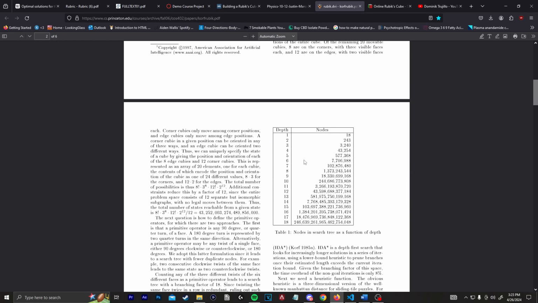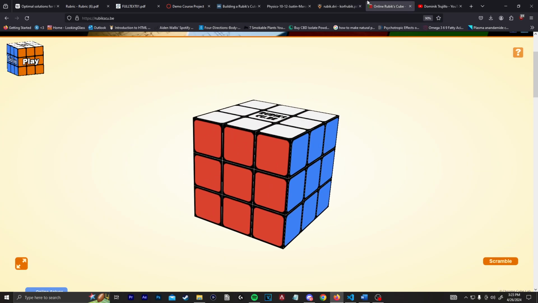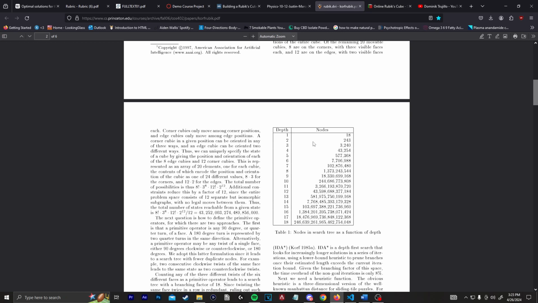One of the problems we have with a Rubik's Cube, and especially with a search algorithm, is that at one move, we have 18 different combinations that can happen, right? These are all one moves being applied to it. So it's 18 to the power of n, n being the number of moves. As you can see, at a depth of 6 moves, we're at 7 million, then 100 million, and then 1 billion, and again, it's exponential. So it will take forever.